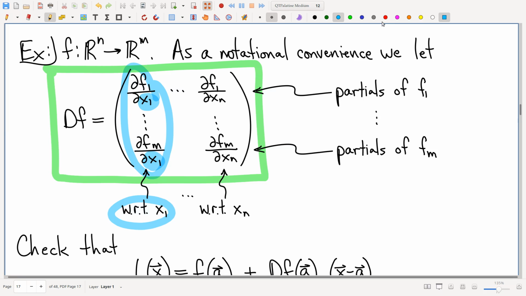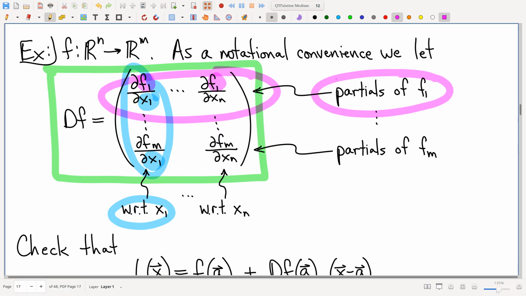Whereas, by contrast, rows: notice in this row, we're taking partials of f1. In the second row, you're taking partials of f2. Rows, therefore, correspond to output variables. Columns correspond to input variables. Rows correspond to output variables.